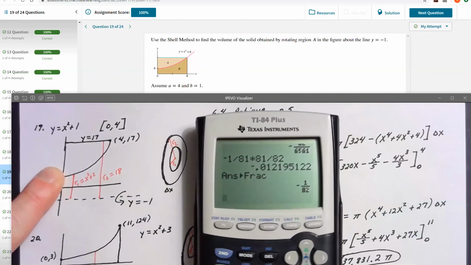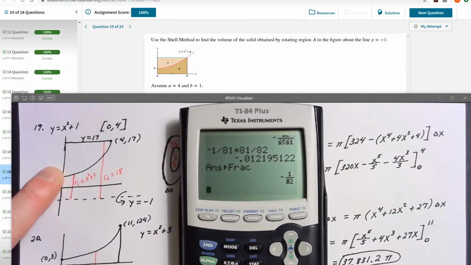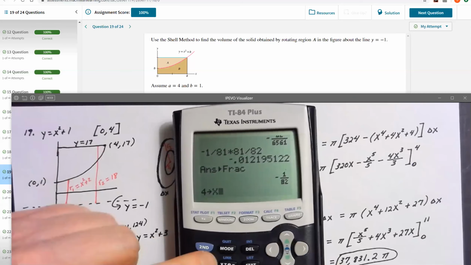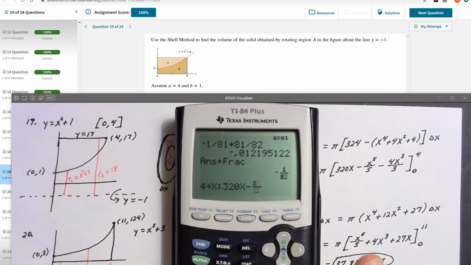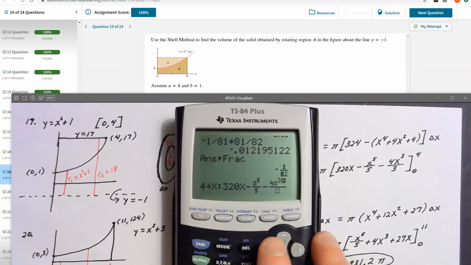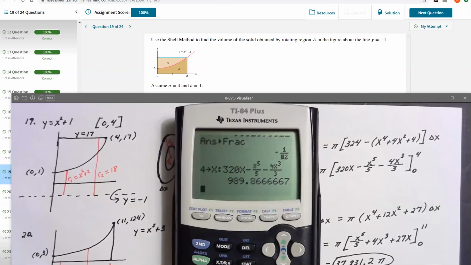I'll go ahead and show it here, hopefully without a sheen on the screen. If I went ahead and said 4 store x and then colon, I typed in my function, 320x minus the fraction x raised to the fifth over 5, and minus again the fraction, we have 4x raised to the third all over 3. So I have 4 stored in for x, colon is alpha decimal, type in your function, and it's going to evaluate it for you. Now I think when I did this, it struggled getting the fraction. I did math, enter. Oh, no, actually it did it fine.